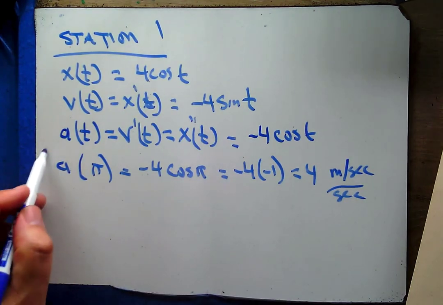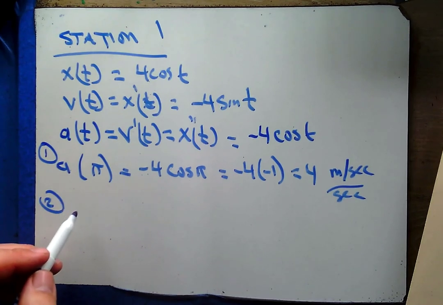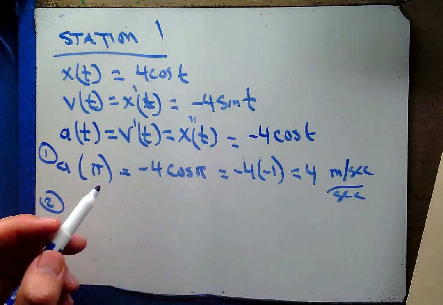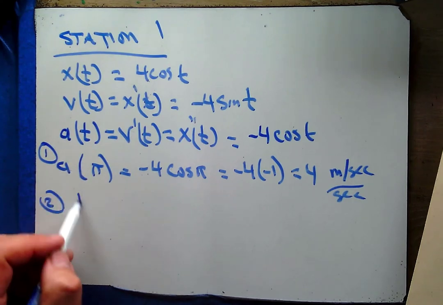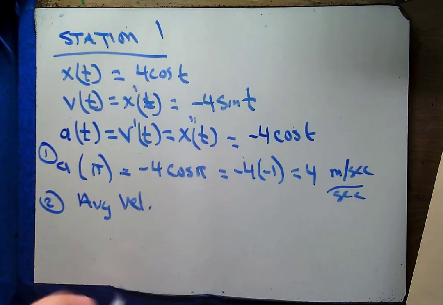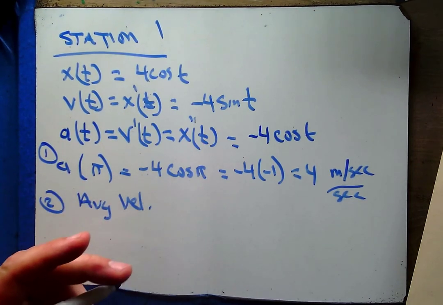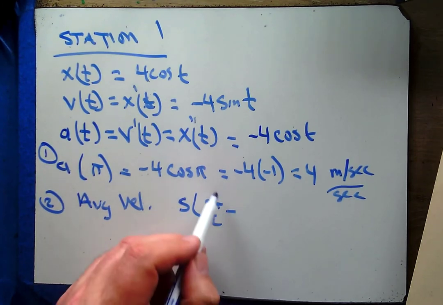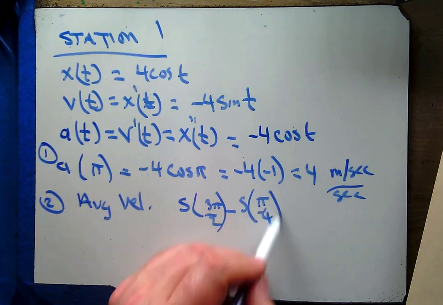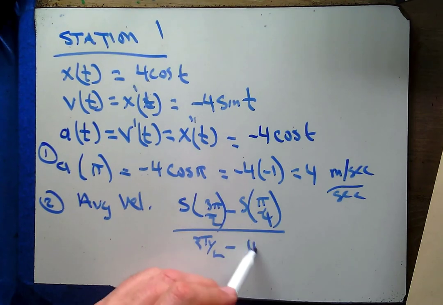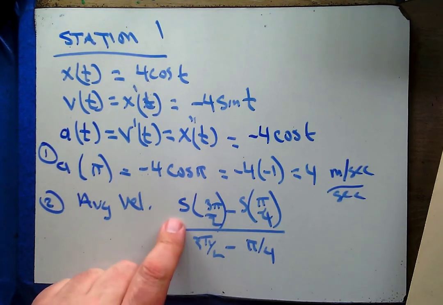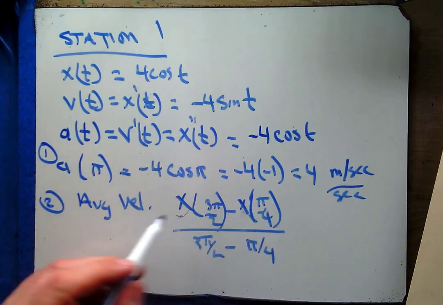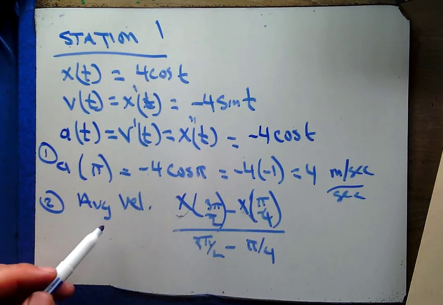Okay, that's 1. Two, find the creature's average velocity on pi over 4 to 3 pi over 2. So, if I'm looking for average velocity, remember I don't take two velocity numbers, add them together, and divide by 2. What I have to do is do s of 3 pi over 2 minus s of pi over 4, all over 3 pi over 2 minus pi over 4. So remember, the slope of the secant on the position function, this is position, it's really in our problem called x of t. We use the position with the slope formula to get the average velocity.